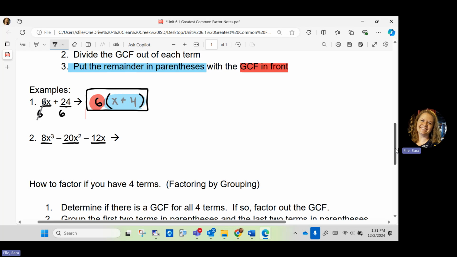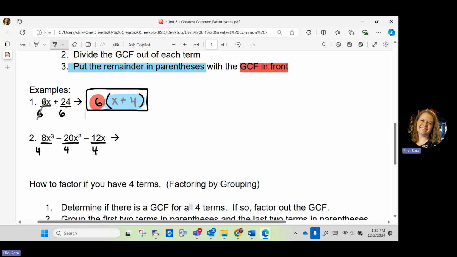I heard something but couldn't quite. 4. Okay, so let's see. 8 can be divided by 4, 20 can be divided by 4, 12 can be divided by 4. The only thing bigger that 8 can be divided by is 8, right? Are 20 or 12 divisible by 8? No. So 4 is the biggest that we can divide out of all of these. So all of them are going to get 4 divided out of them.